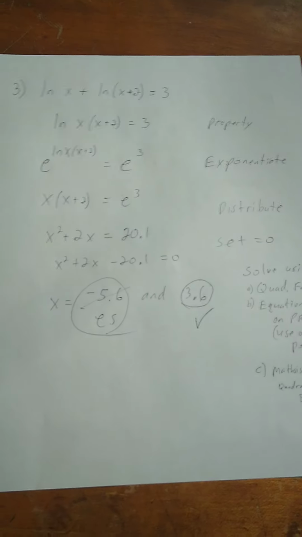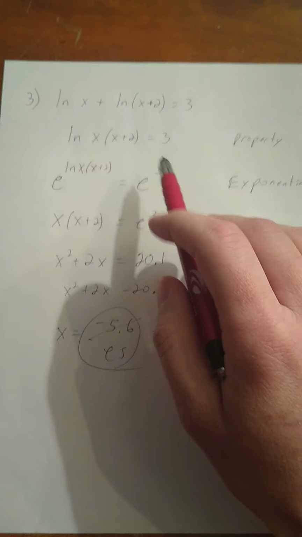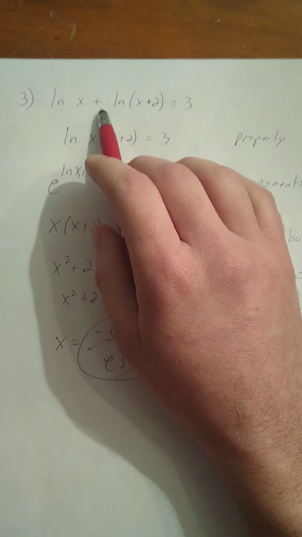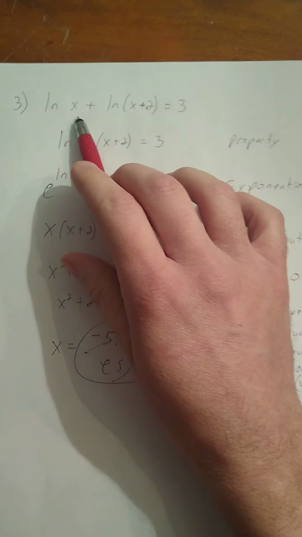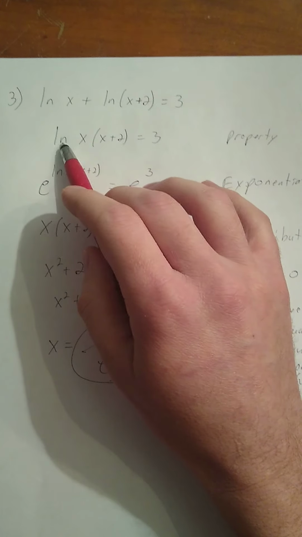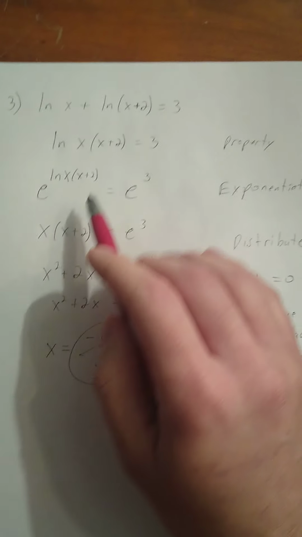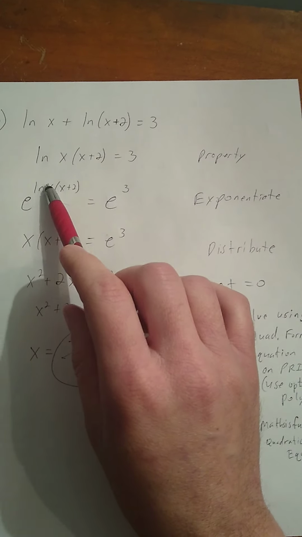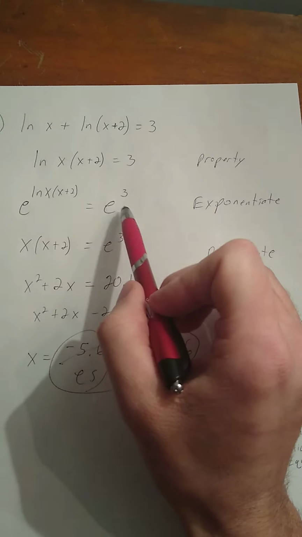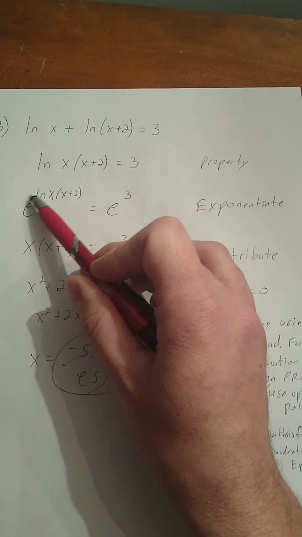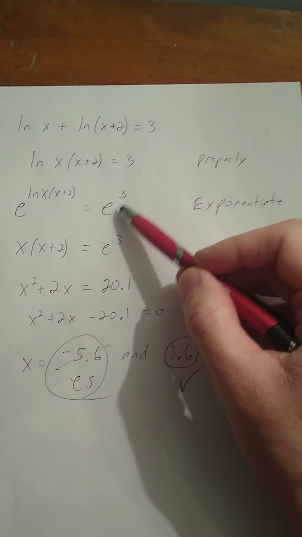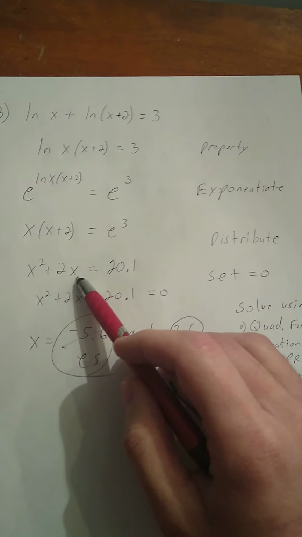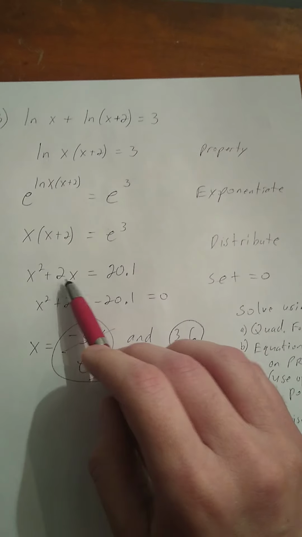Next one is example 3. Do something similar. So I'm going to take the natural log of x plus the natural log of x plus 2 equals 3. Again, these are being added, so I'm going to multiply their elements and condense it into one logarithm. Now I'm going to exponentiate. Well, natural log is base e, so we're going to exponentiate with base e on both sides. E and ln cancel, leaves me with x times x plus 2. Exponentiate over here, I get e to the third. Again, we're going to distribute: x squared plus 2x.